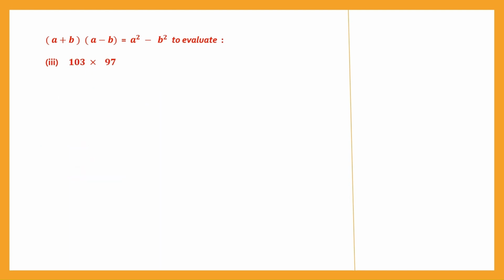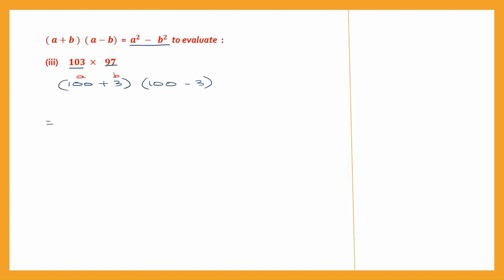Question 3, here also use the formula of a plus b into a minus b equals a square minus b square to get the answer to this. So instead of doing the long multiplication 103 into 97, we can break it up into a plus b and a minus b. So 103, I can write it as 100 plus 3. That means 97 will become 100 minus 3. Now we can apply this formula, a square minus b square. 100 will be a and 3 will be b.